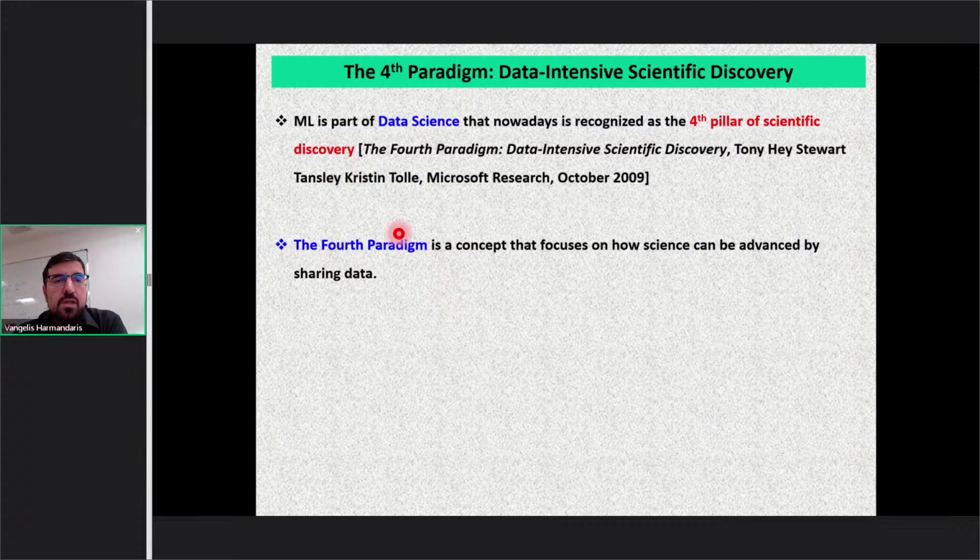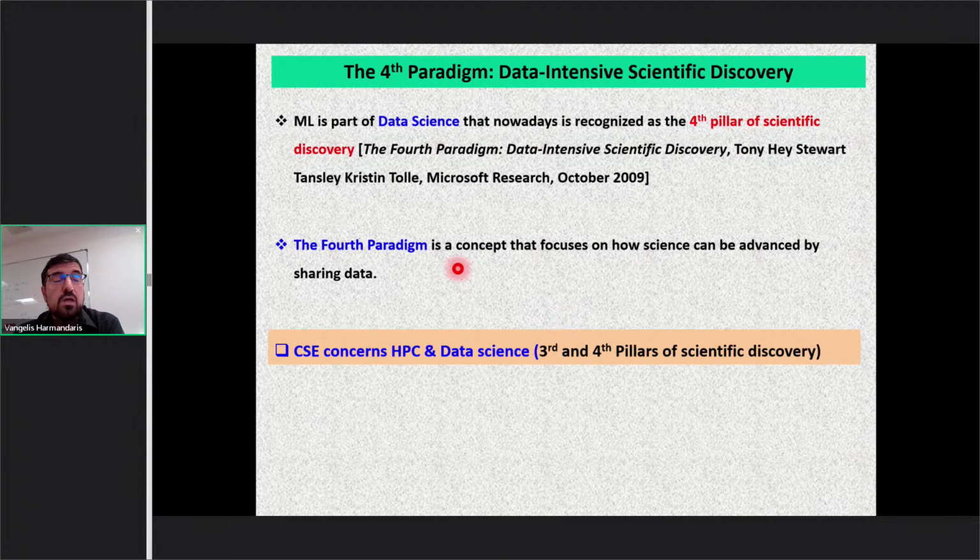So the idea is that in this case, we understand and we discover things based on the analysis of data, and this data can actually advance science. Now, from our perspective, it is very important to emphasize that computational science and engineering is directly related with both high-performance computing, or what we discussed before as the third pillar, and with data science. So both of them are related with computational science and engineering.